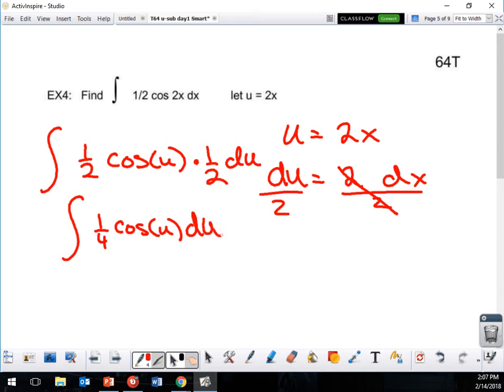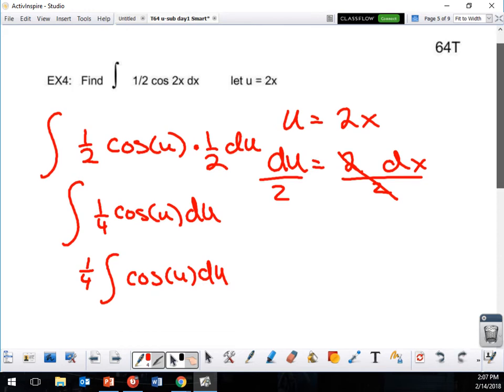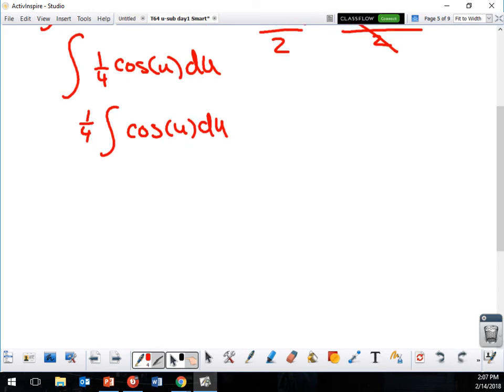Now I'm going to do something. This is a fundamental theorem. See this constant that is multiplied by it? I can just move it in front, because it's a constant multiple. So it's going to be 1/4 integration of cosine u du. Are you forgetting the half? What happened to the half? It's outside with the other half.